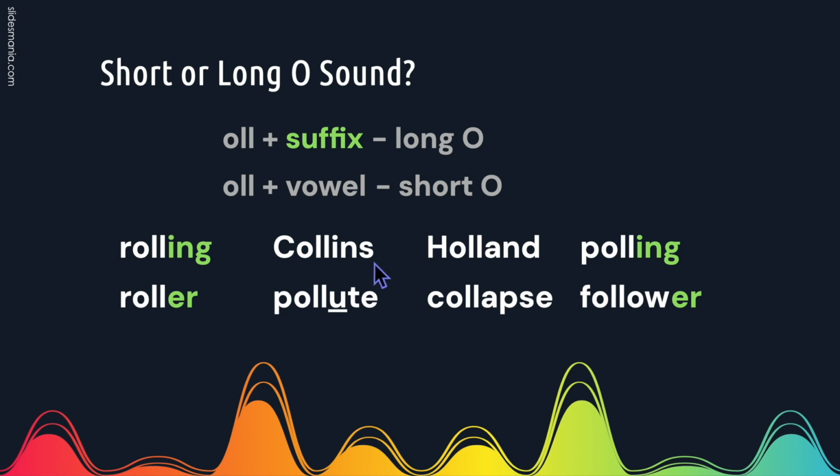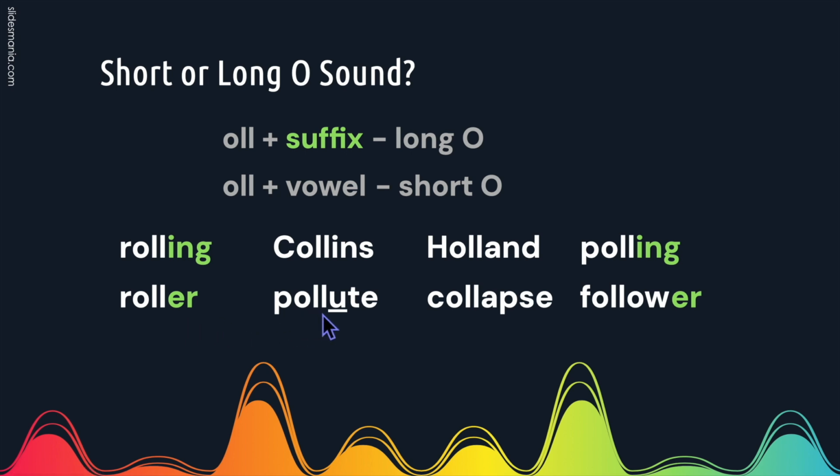Here we have OLL. We do not have a suffix. We have a vowel, but it's not part of a suffix, so we keep the short O sound. And we have the last name Collins. Here's OLL. The next letter is a vowel, but it is not part of a suffix, so we keep the short sound, Holland. Here we have OLL, and the next letter is a vowel, but it is part of a suffix, the suffix ing, so we use the rule to keep the long sound, polling. This is a suffix, so we have the long O sound, roller.